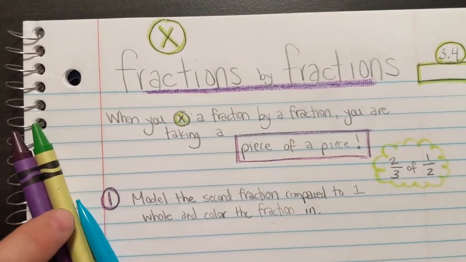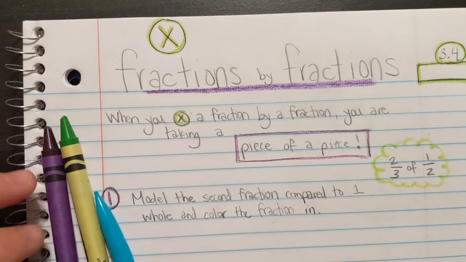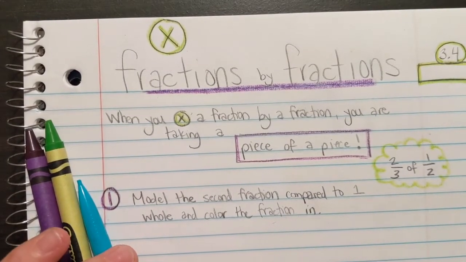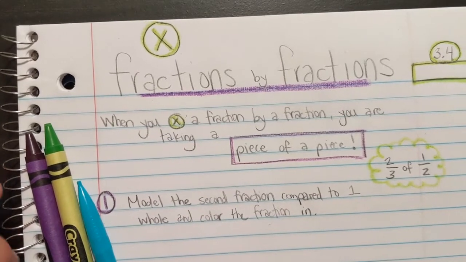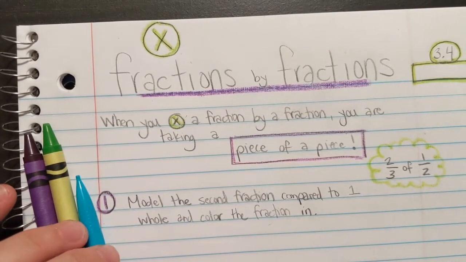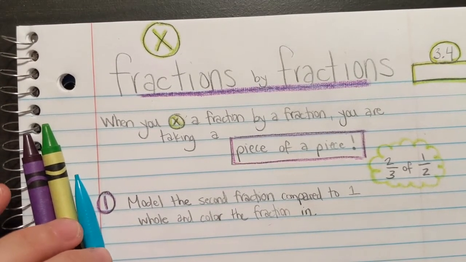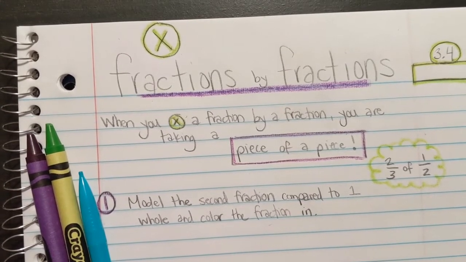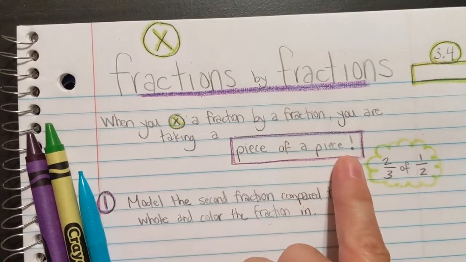Find a yellow-green, like a lime green, and a violet purple, just a plain purple. And push pause on the video to get your journal set up. The journal that you wrote should say this. If it doesn't say this yet, you need to pause the video. It should say, when you multiply a fraction by a fraction, you are taking a piece of a piece.